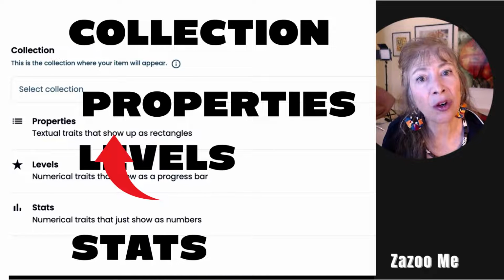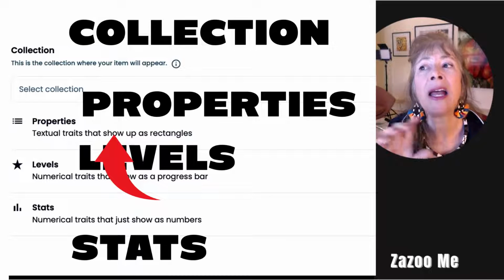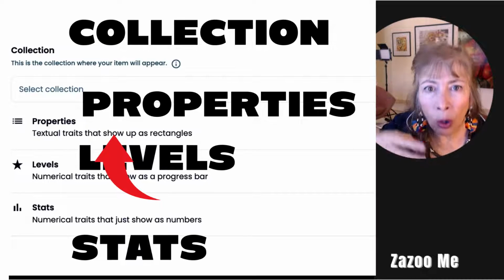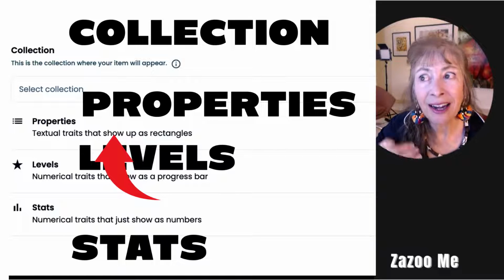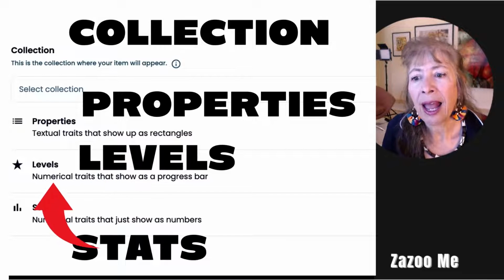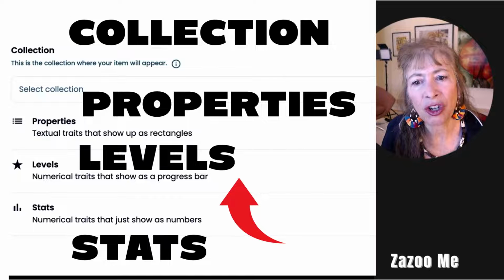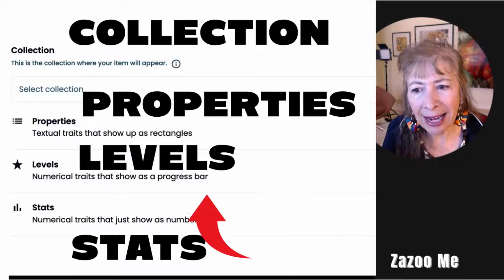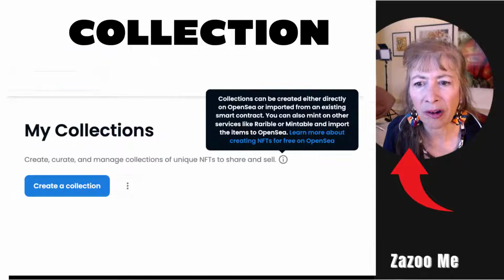And all of these are going to show up underneath this NFT to make it more and more understandable, interesting, valuable, scarce, whatever it is that you want it to be. Levels, these are number traits, numerical traits that show as a progress bar, and then stats, same thing, but they show up as numbers instead of a progress bar.